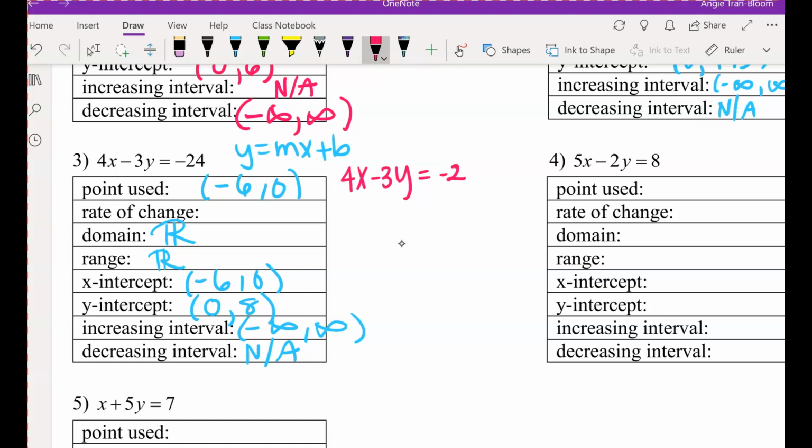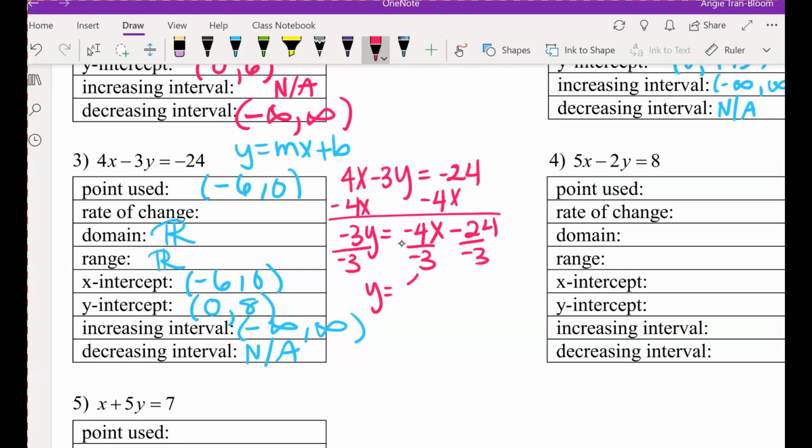Move the 4x, you're right. Subtract 4x from both sides. Negative 3y equals negative 4x minus 24. Divide each and every term by negative 3. Y equals positive 4/3 x plus what? 8. You're right. Look at that. What's your slope now? 4/3. You could also do y2 minus y1 over x2 minus x1. Yes, you can totally do that. Yep, totally.